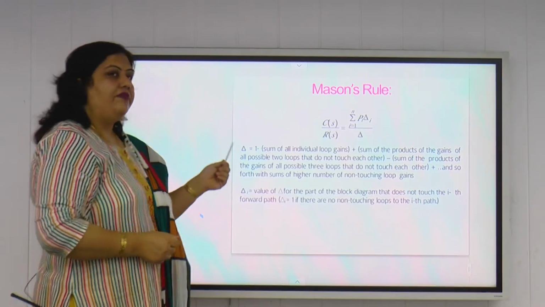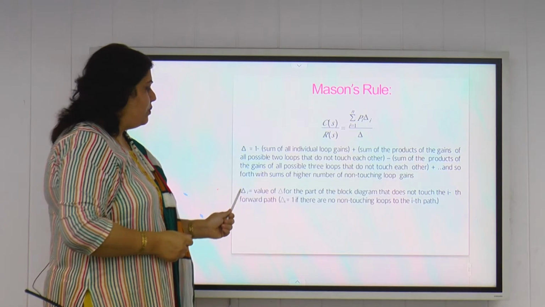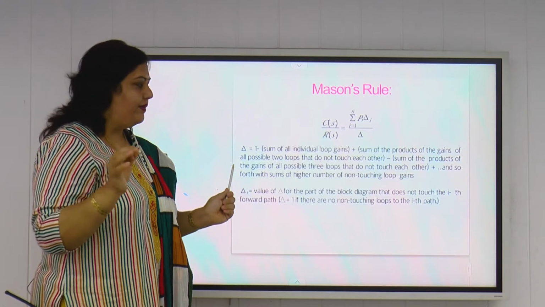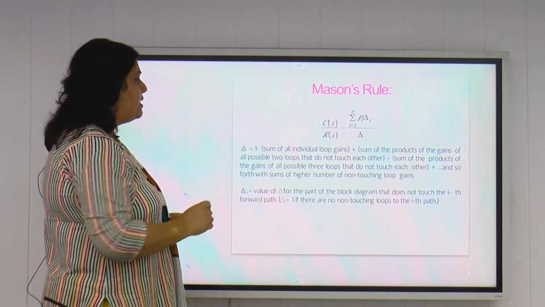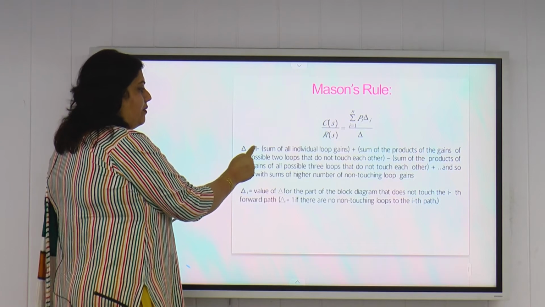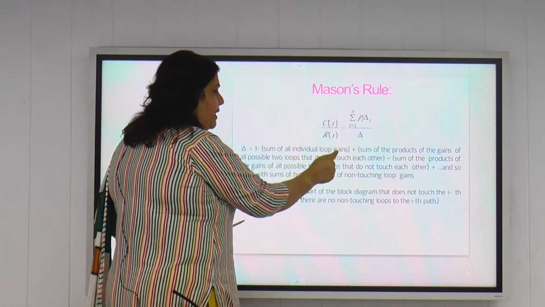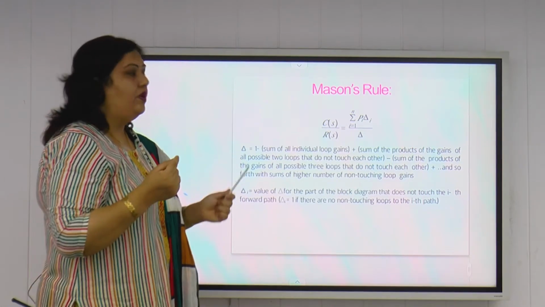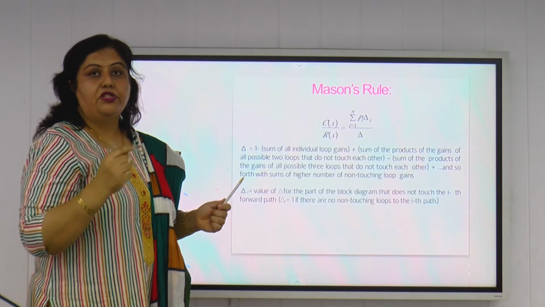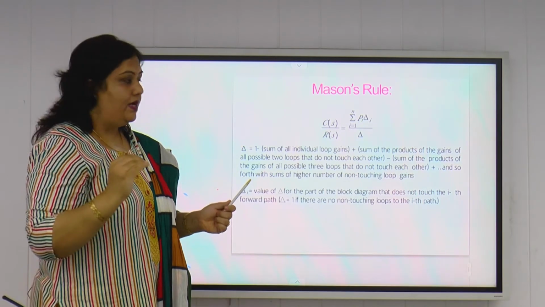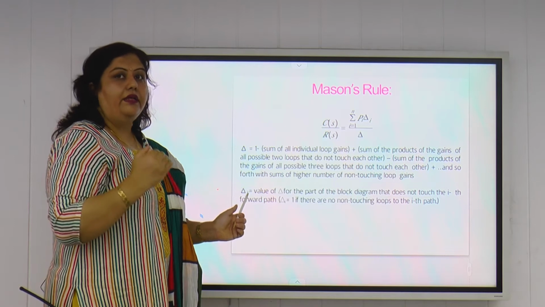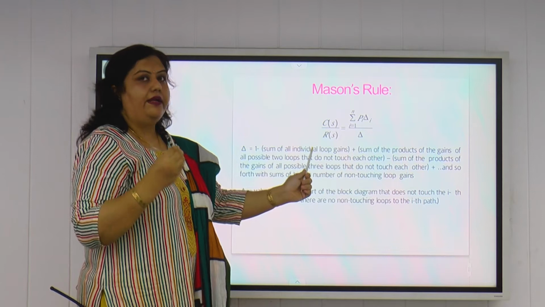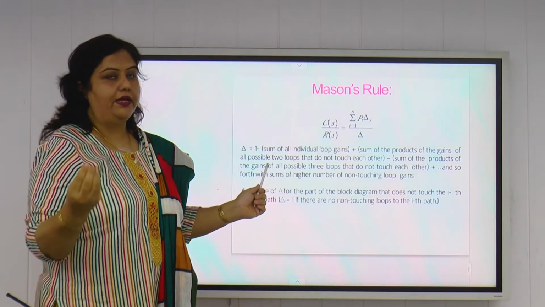Delta i will have the same form as delta, but delta i is only connected with the forward path i. The only condition is that delta i will have the same formula, 1 minus the sum of all individual loop gains, but one condition is added in each bracket: that particular loops must not touch that particular ith path. That means the ith path for which delta is calculated, these loop gains must not touch that particular ith path.